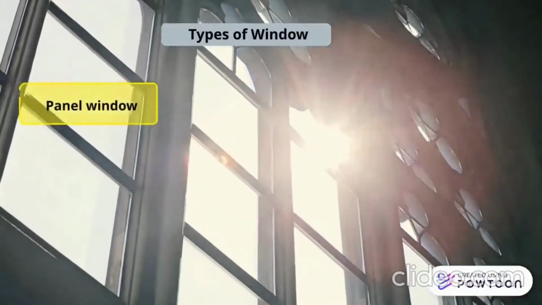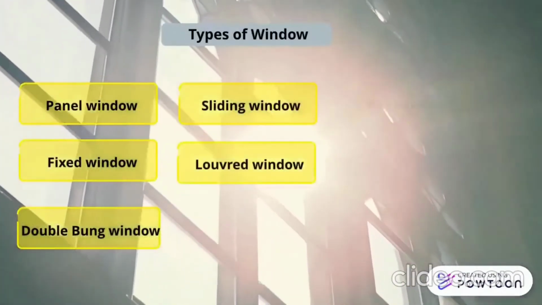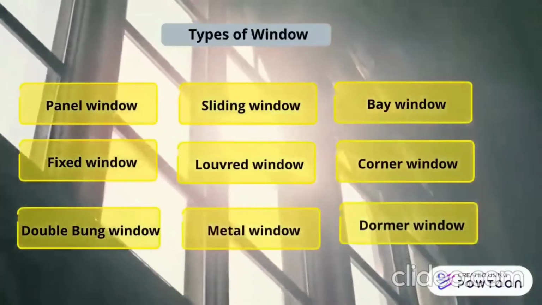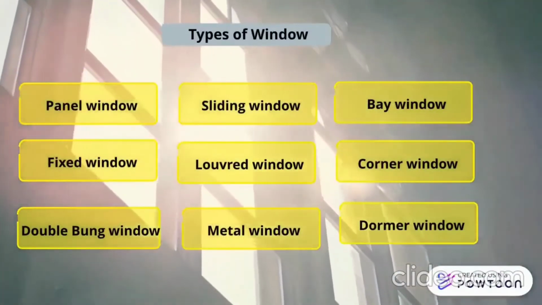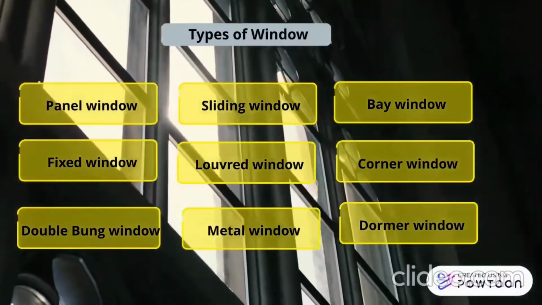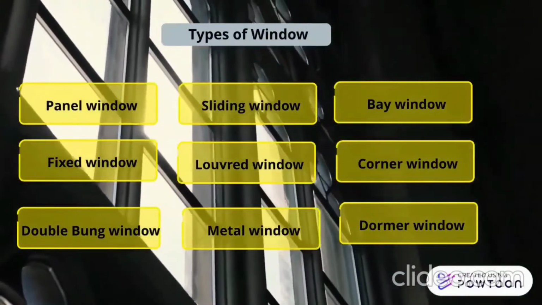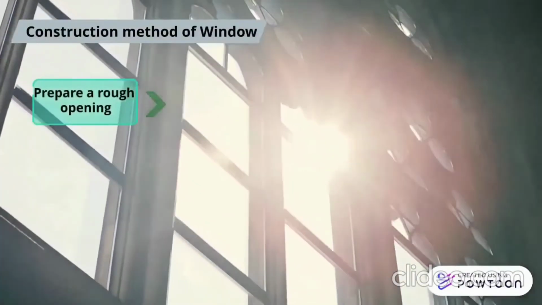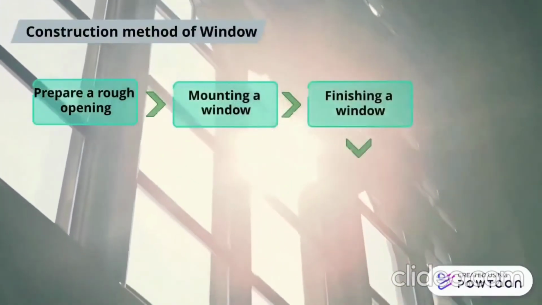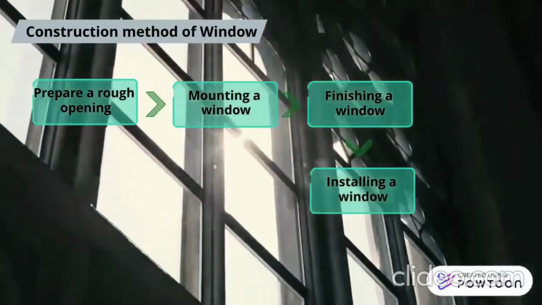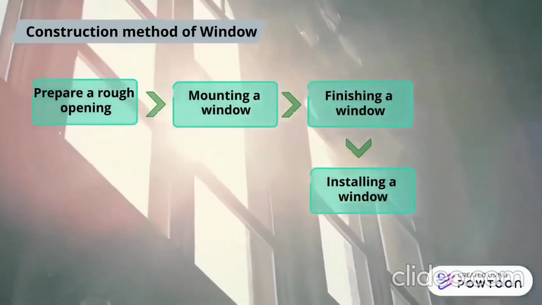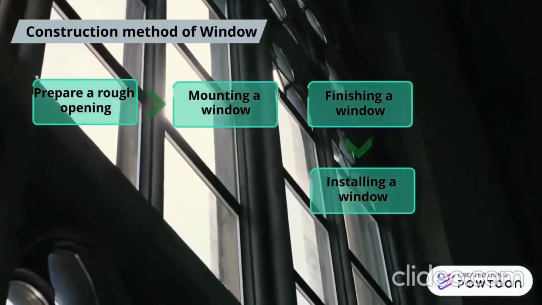Types of window: panel window, fixed window, double hung window, sliding window, louvred window, metal window, bay window, corner window, dormer window. Construction method of window: prepare a rough opening, mounting a window, finishing a window, lastly installing a window.